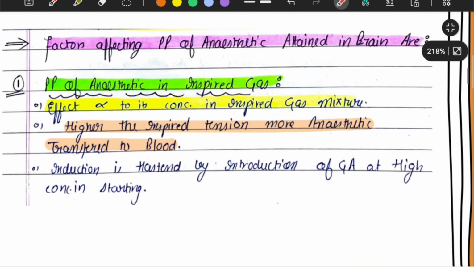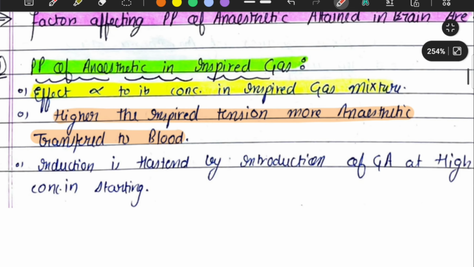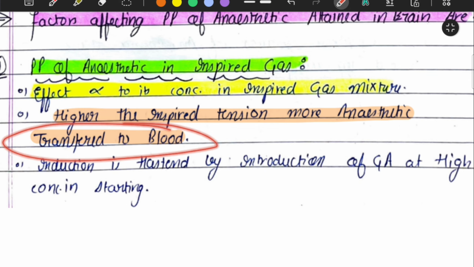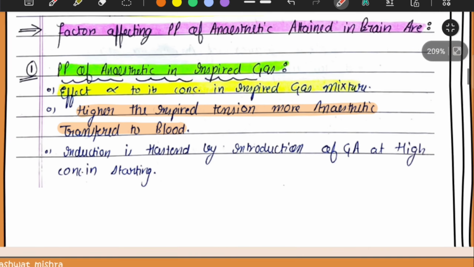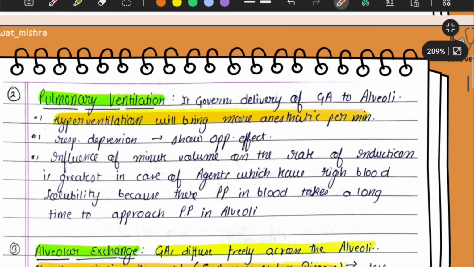Correct. Now we are going to see several factors that affect the partial pressure of gaseous anesthetics in the brain. The first one is the partial pressure of the gaseous anesthetic. The higher the partial pressure, the higher the anesthetic effect will be seen. With a higher inspired tension, more gaseous anesthetic would be transferred into the blood and simultaneously to the brain, showing more effect. So the higher the partial pressure, the faster your induction with the gaseous anesthetic.